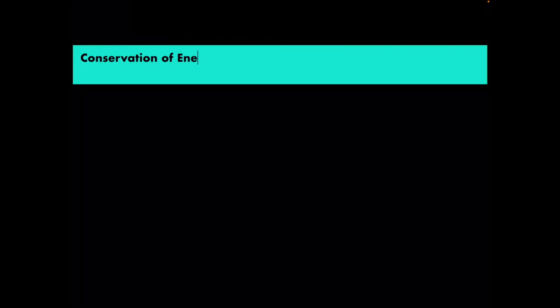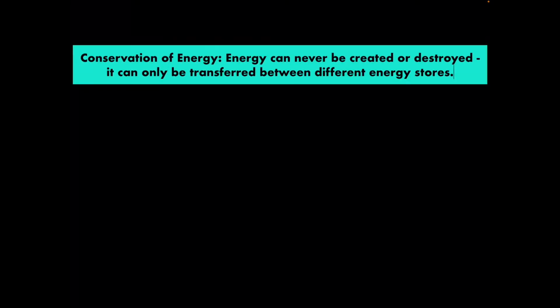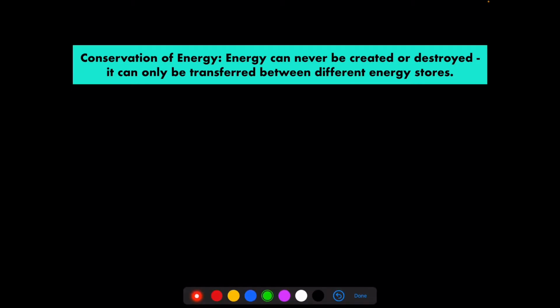All right, so the first thing that we'll be looking at in this energy chapter is a very important idea. It's called the conservation of energy. You may have already heard about it. What it says is that energy can never be created or destroyed. All the energy that's available in the universe is just there in the same amount. It can never be created or destroyed. It can only be transferred between different energy stores.